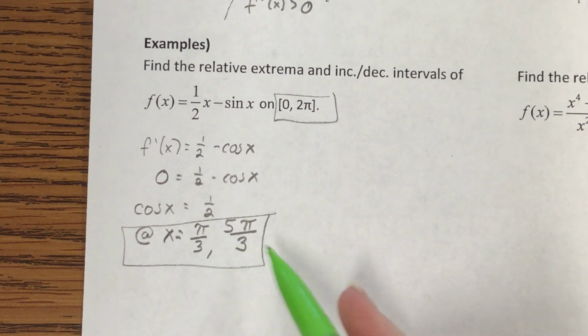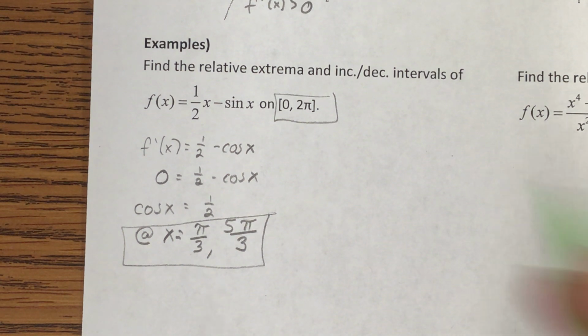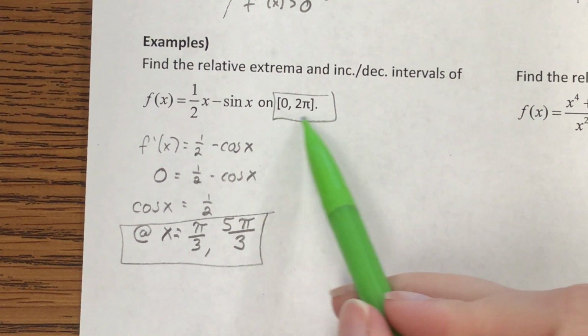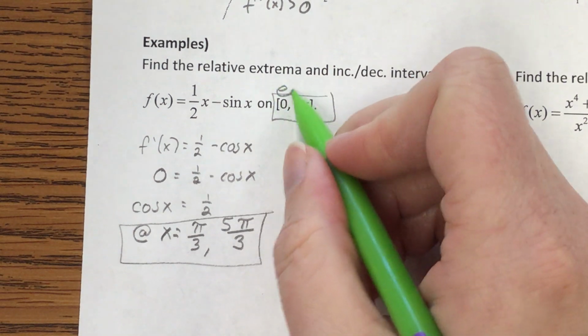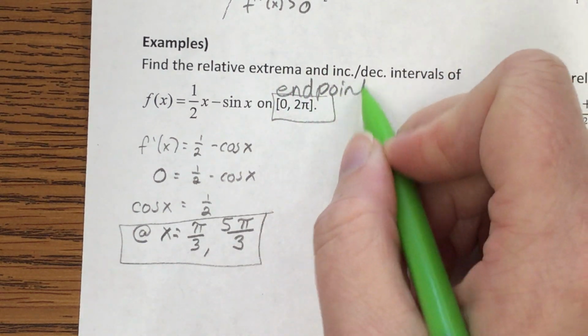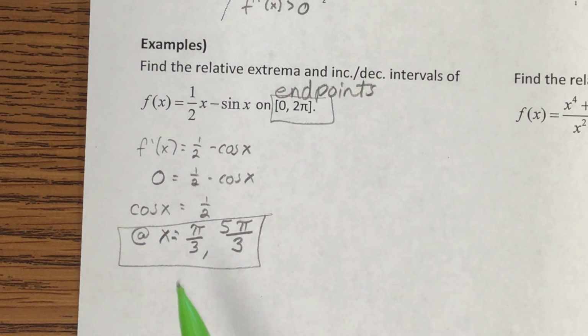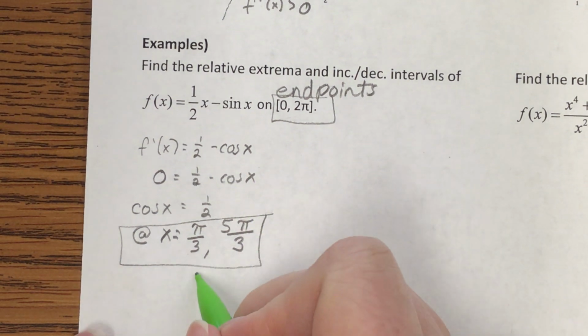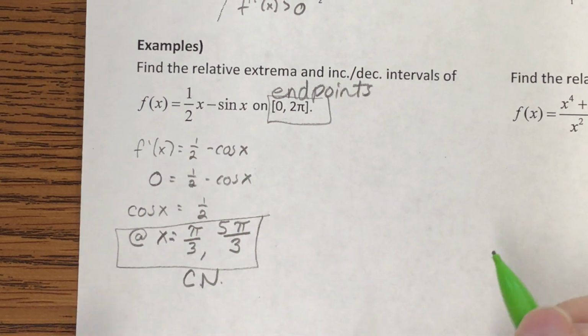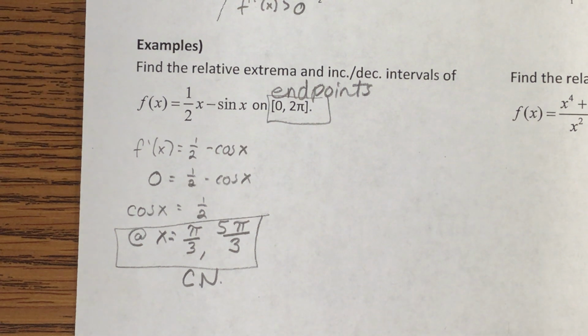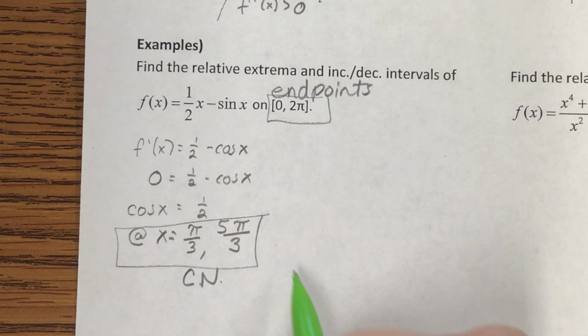So these are the only spots where relative extrema could occur. We could also have relative extrema at endpoints. So we have to check endpoints and any critical numbers. CN for critical numbers, or CV sometimes for critical value. Okay, let's make a sign chart.